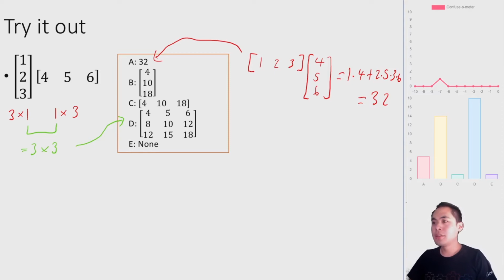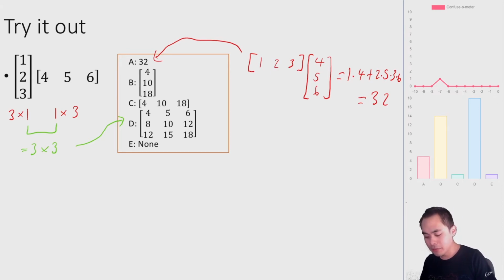Okay, so hopefully that was clear. If it wasn't, you need to practice this, because the key thing to remember here is to keep track of the sizes and the dimensions. If you have a 3 by 1 times a 1 by 3, then you know the answer has to be some kind of 3 by 3, even if you make mistakes in the math.